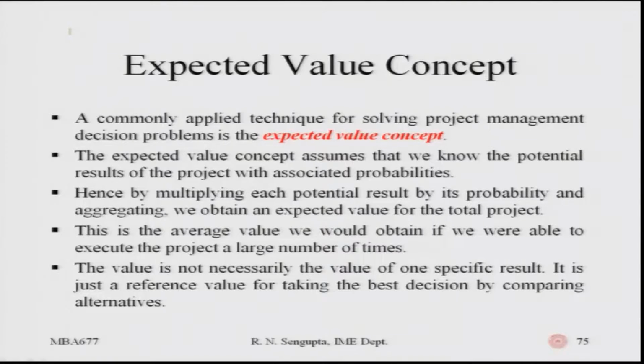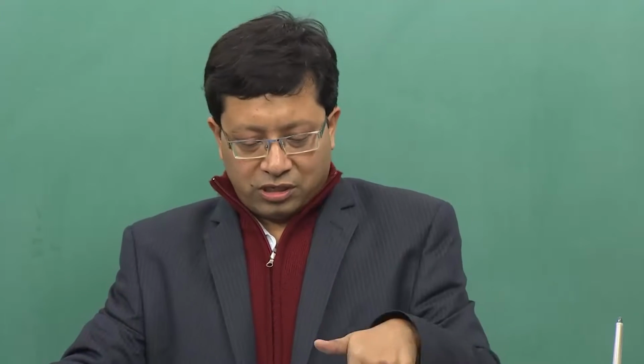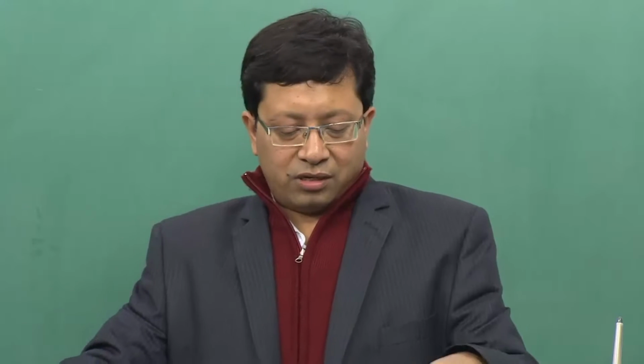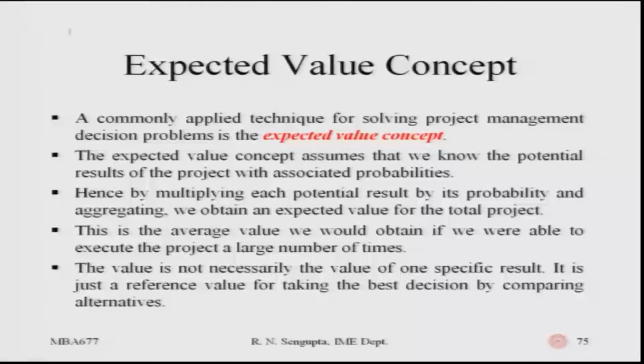Hence, by multiplying each potential result by its probability, if you remember the last example where the amount of rupees lost, that is 2000 rupees multiplied by the number of days multiplied by the probability, it would exactly mean what the third point means. Hence, by multiplying each potential result by its probability and aggregating, we obtain the expected value of the total project, considering dependent and independent structure being there or not there. So, obviously, the calculations will change.